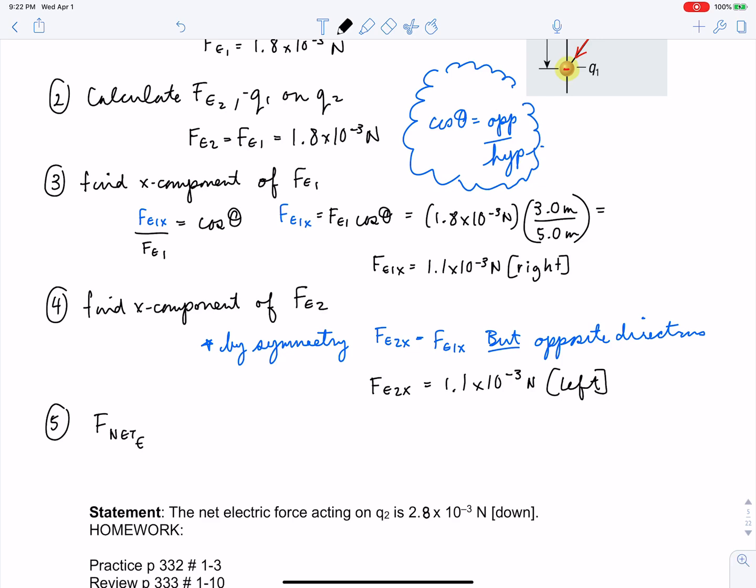So let's find the net electric force in the x direction. It's equal to Fe1x plus Fe2x. That's plus 1.1 times 10 to the power of negative 3 newtons plus negative 1.1 times 10 to the power of negative 3 newtons. So the net electric force in the x direction is 0.